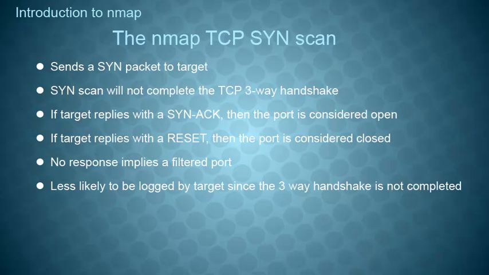Now we're going to look at the TCP SYN scan. What a SYN scan is going to do is send a SYN packet to a target. It will not complete a 3-way handshake, however. So if a target replies with a SYN ACK, Nmap says that port is open. Again, it will not reply with an ACK. If the target sends a reset, then Nmap will consider that port closed. And if there's no response, Nmap will consider that port a filtered port.